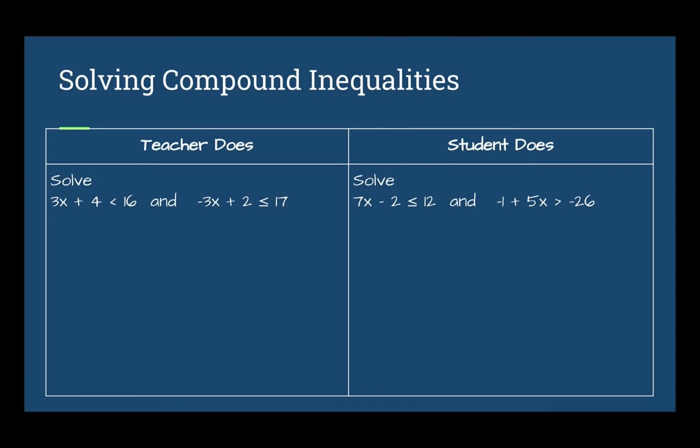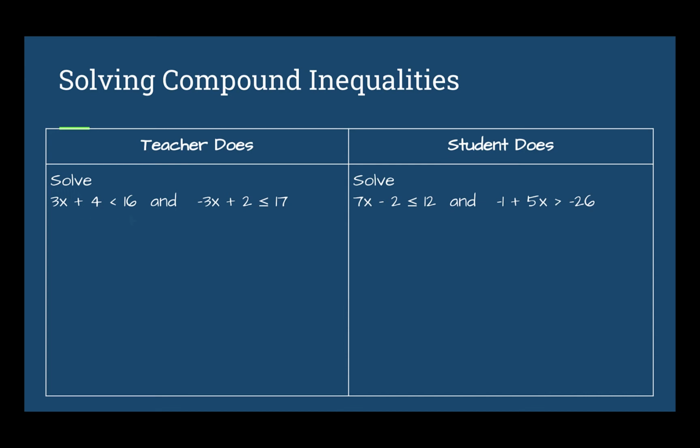Let's look at an AND example. So solve 3x plus 4 is less than 16 and -3x plus 2 is less than or equal to 17. So again, we need to solve both things. The AND is not telling you that you have to solve both things. It's telling you that the solution has to work for both things.